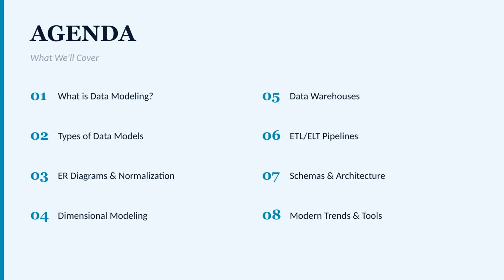Here's what we'll cover. 8 topics. We start with what data modeling actually is, then the 3 types of models, ER diagrams and normalization, dimensional modeling for analytics, data warehouses, ETL versus ELT pipelines, schema architecture, and the modern tools everyone uses.